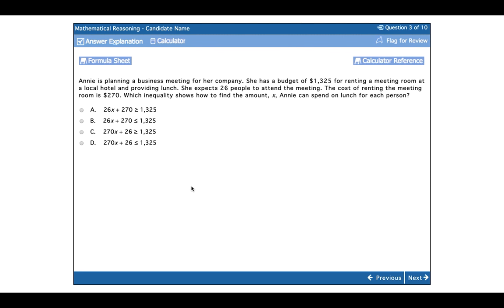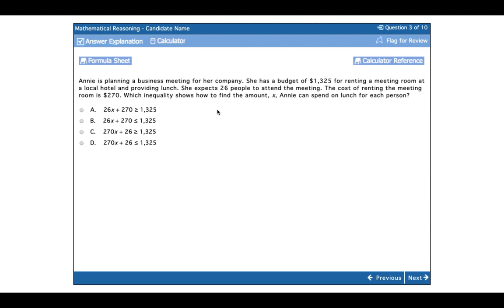All right, now we're into a harder one. This is going to require some translation. All right, Annie is planning a business trip meeting for her company. She has a budget of $1,325 for renting a meeting room at a local hotel and providing lunch. She expects 26 people to attend the meeting. The cost of renting the meeting room is $270. Which inequality shows how to find the amount X Annie can spend on lunch for each person?